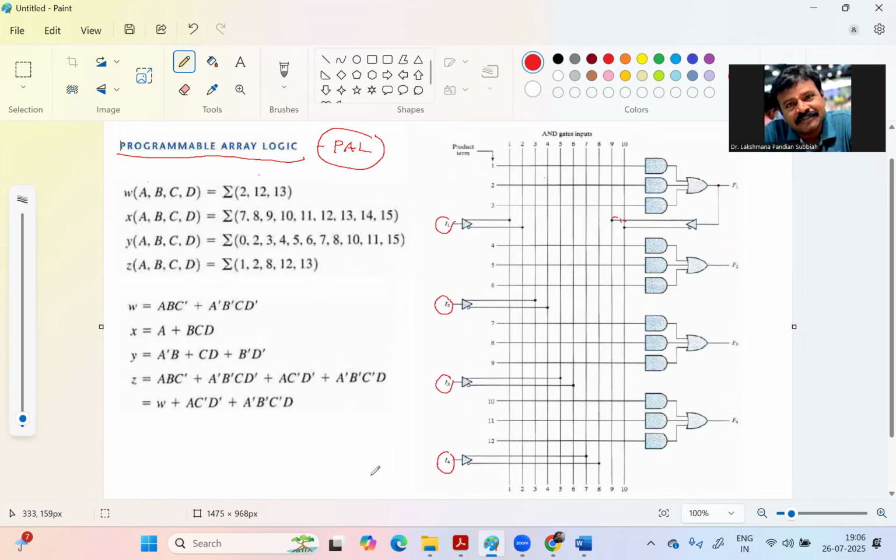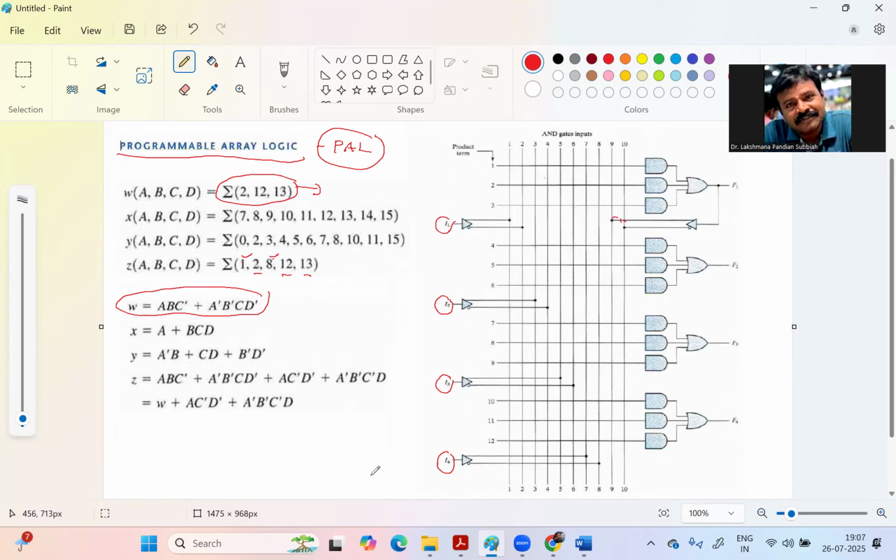Suppose in this example we have four functions, W, X, Y, Z. The first function is 2, 12, 13. The last function has 2, 12, 13 and the remaining 1 and 8. The 2, 12, 13 gives the output W, which we can connect and add. Using the Karnaugh map we get the Boolean expression: W is ABC dash plus A dash B dash CD dash.